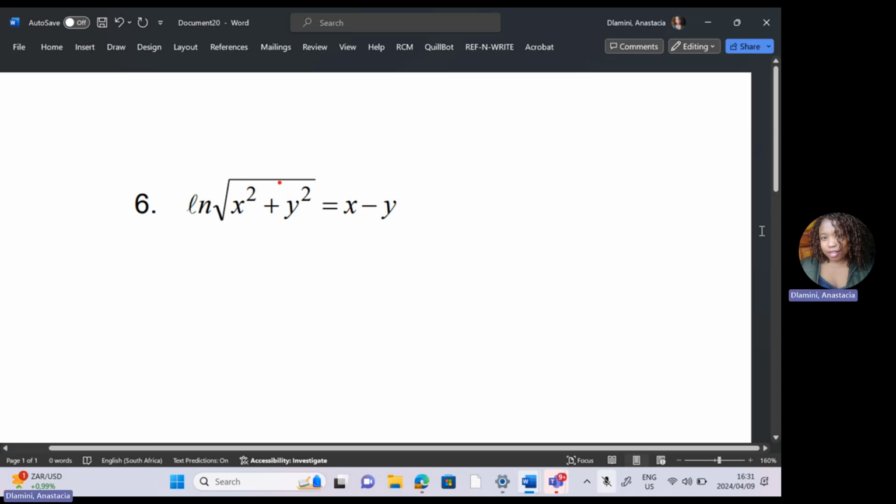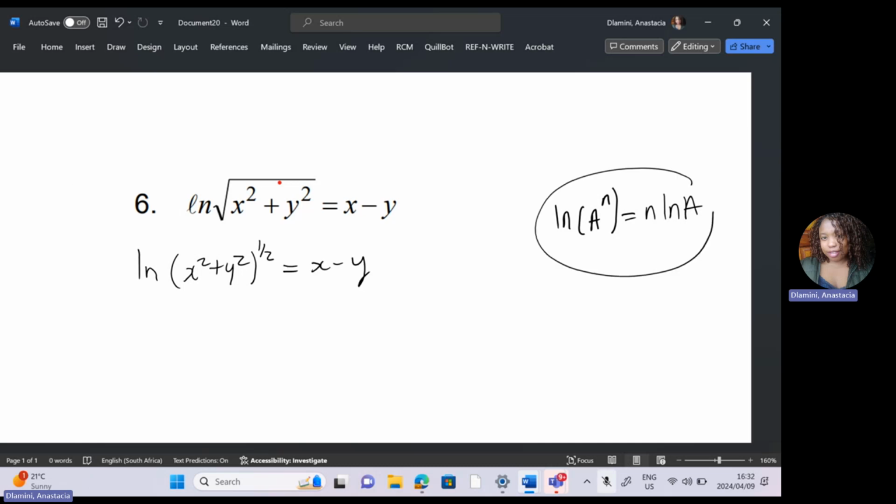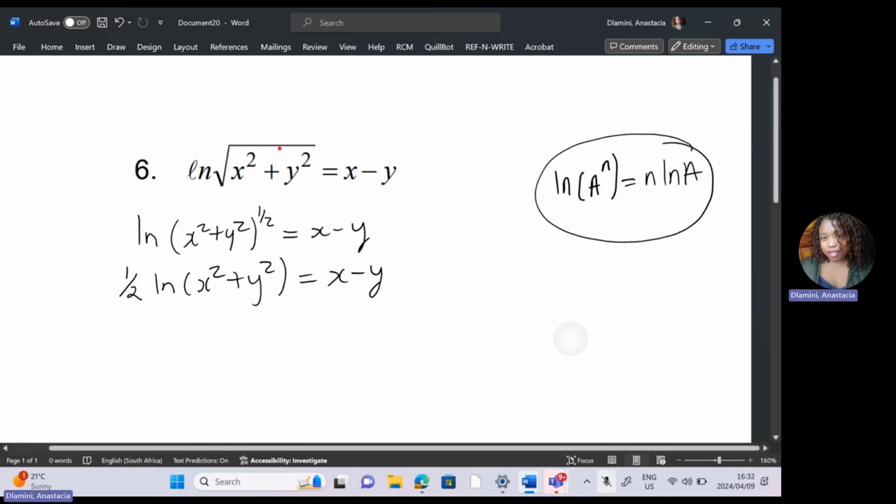So now you know the log laws, right? So you know that if I have ln of a to the power of n, then this can be written as n ln of a. Good. So meaning that here we know that this can also be written as x squared plus y squared to the power of a half equals x minus y. So then using this log law, we say 1 over 2 ln of x squared plus y squared is equal to x minus y. Then we have simplified the expression.